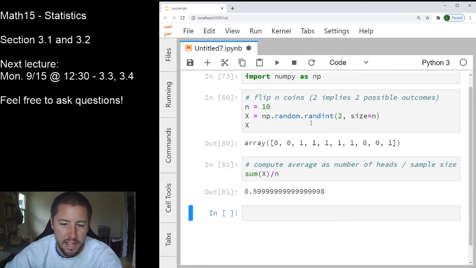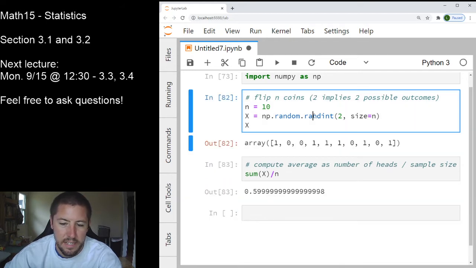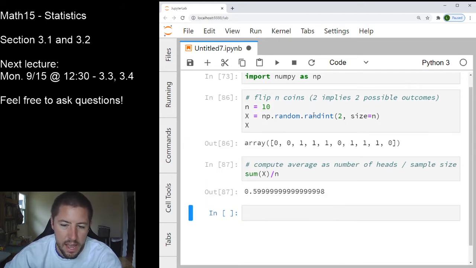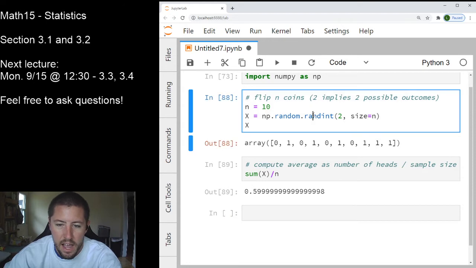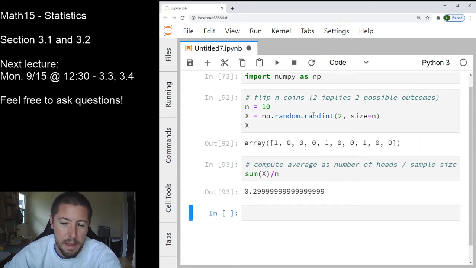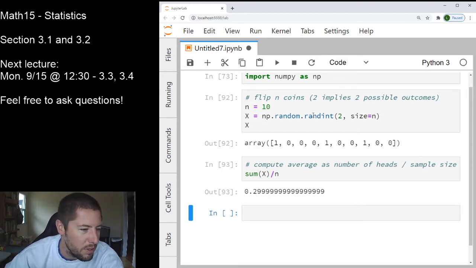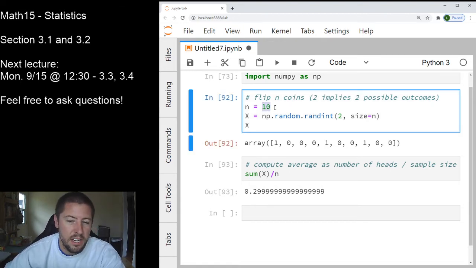So 40% heads, 60% heads, 60% heads, 40% heads, 60% heads. And we see that we keep on getting results that are maybe near, but here we go again, only 30% heads in this case. But that's not that strange, because we only did 10 as our sample size.